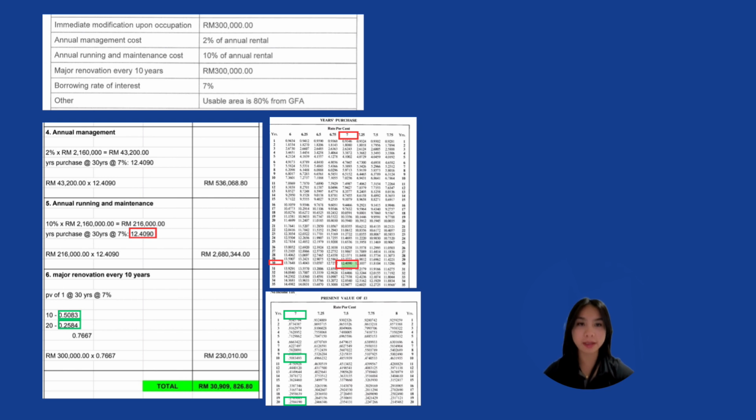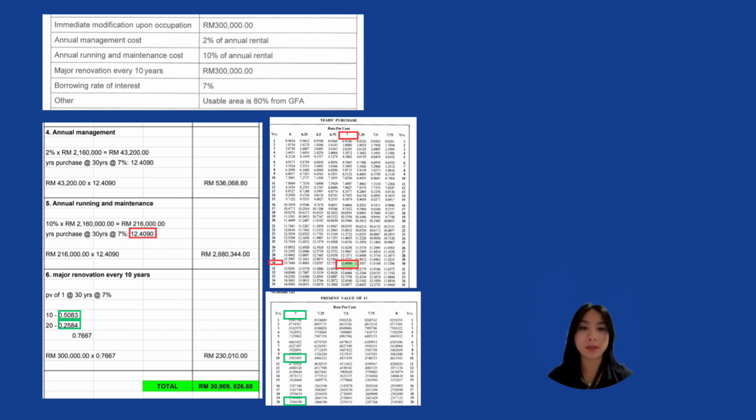Next are the recurring annual costs. The annual lease payment is calculated as 4,000 square meters times RM45 times 12 months, which equals RM2,160,000 per year. Using the years purchase of 12.4090, the present value becomes RM2,160,000 times 12.4090, which equals RM26,830,044 only.